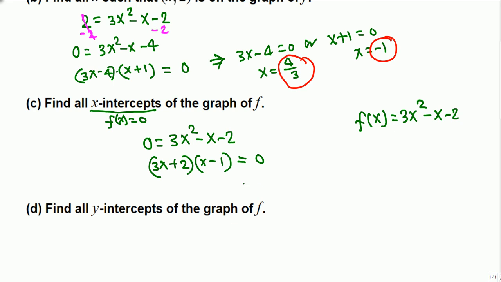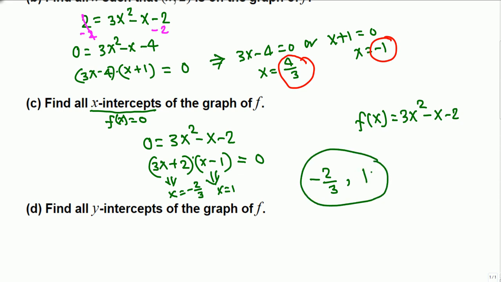Okay, this is good. And from here we have a product of two things equals 0, so using the zero factor property, either this factor equals 0 or this factor equals 0. From the second factor, clearly x equals 1. From the first factor, 3x plus 2 equals 0, subtract 2 from both sides and divide by 3, so x is negative 2/3. So the x-intercepts are negative 2/3 and 1.